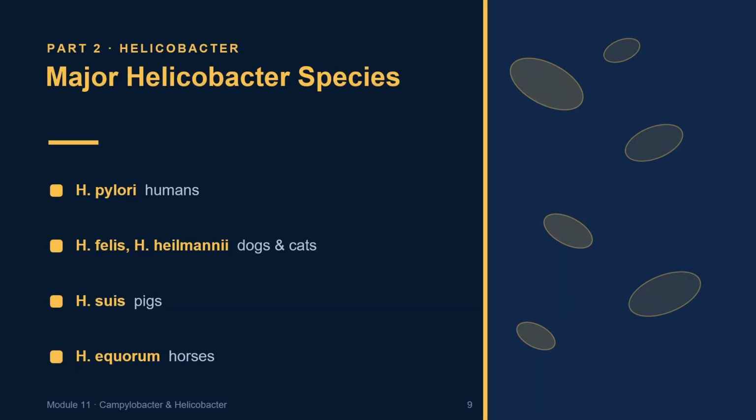Helicobacter species are best known for H. pylori in humans, but animals have their own species. Dogs and cats commonly carry H. felis and H. hellmanni. Pigs carry H. suis, which may contribute to gastric ulceration. Horses have H. equorum, though its clinical significance is still being studied.